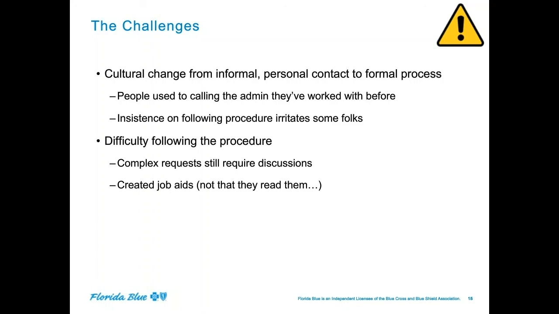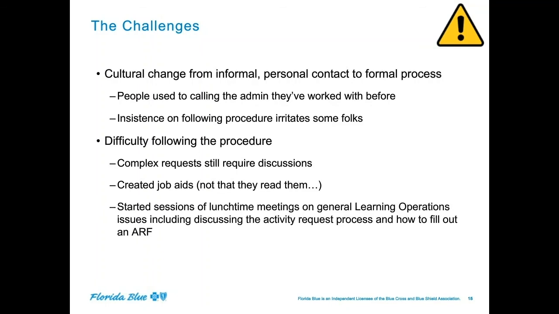So I created the job aids, but like I say, I'm still surprised when somebody from learning ops asks me about this process, and I ask them if they've read the guide, and it's, what guide? So anyway, one of the other things we did was we started a series of lunchtime meetings on general learning operations issues. One of the biggies was discussing the activity request process and how to fill out an ARF. I've done one of them. We're planning on doing another one.